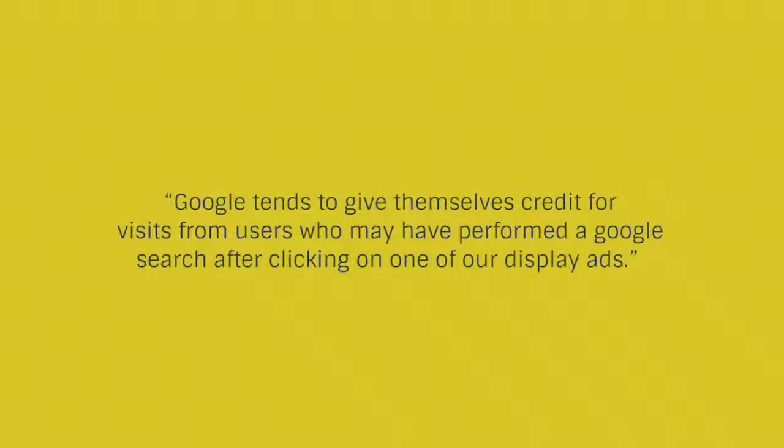In addition, Google tends to give themselves credit for visits from users who may have performed a Google search after clicking on one of our display ads. In other words, if they click on our ad and come to the site, but then later Google the business by name and come to the site again, Google only counts this as a single visit and doesn't give credit to the referring ad server. This is why the Google sessions will always be less than the Simplify recorded click number.